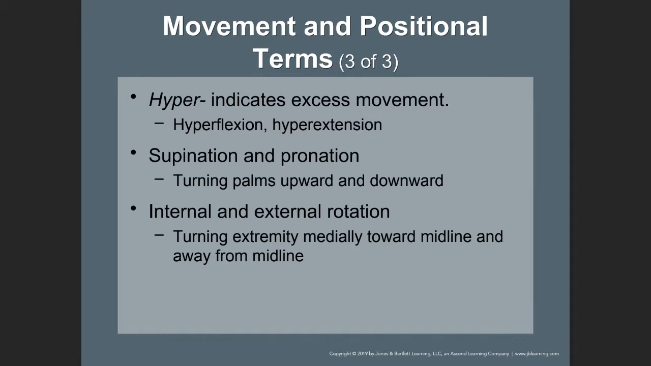An example of that would be if a patient has a posterior dislocation of the hip, then the leg is going to rotate medially. They're going to have internal rotation of the leg if the posterior hip is dislocated. If the anterior portion of the hip is dislocated, the patient will have external rotation of the leg.